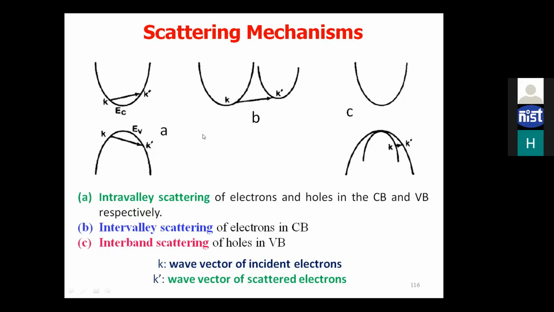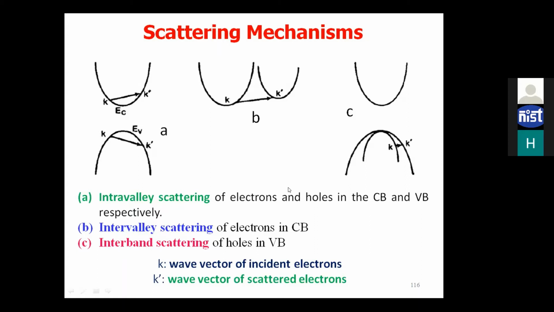So there may also be intervalley scattering of electrons, just like I showed last class. If you take gallium arsenide, when you apply an electric field, as the electric field increases, the electron can jump from the gamma valley to the L valley. So when the electron is scattered from one valley to another, we say it is intervalley scattering of electrons in the conduction band.